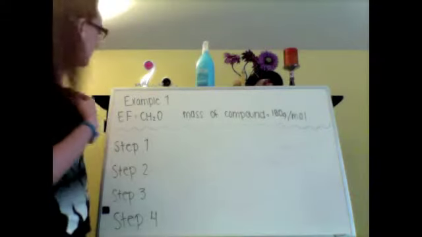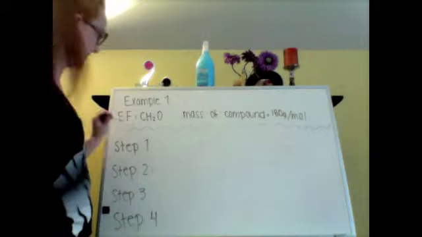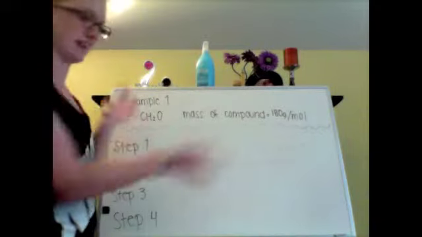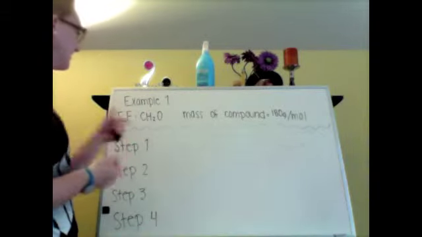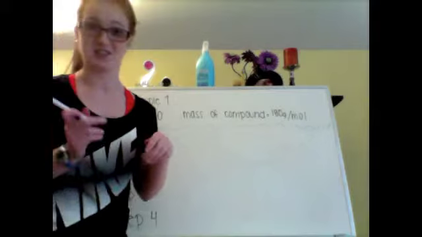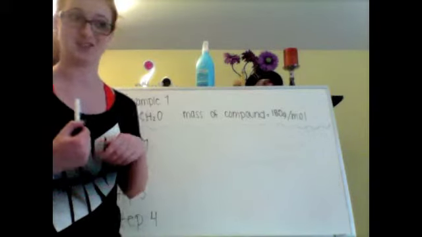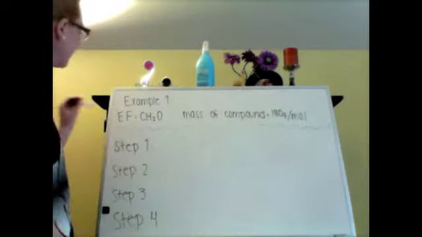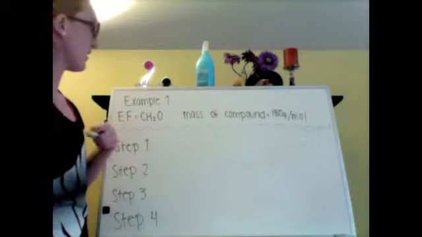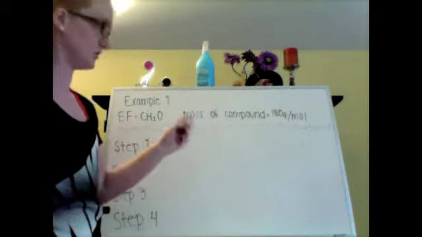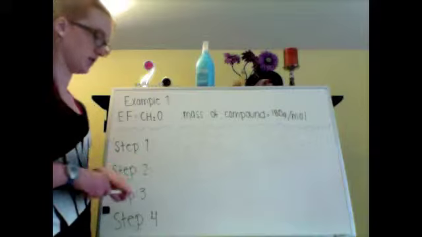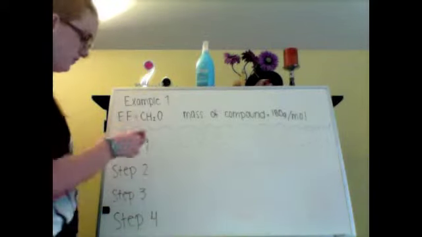Okay, so for example 1, you're given the empirical formula, and sometimes in molecular formula problems you aren't initially given the empirical formula; you have to find it first. But since you just learned how to find the empirical formula, I'm not going to show you one like that. The empirical formula for the first example is CH2O, and the mass of the compound is 180 grams per mole. For the first step, you have to determine the mass of the empirical formula.